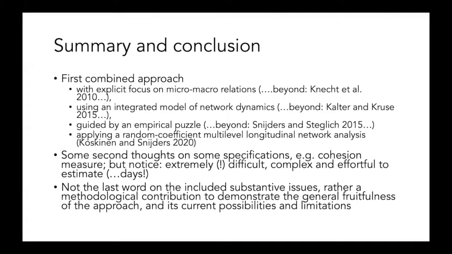With some second thoughts, I think we see immediately that there are some specifications which could now be refined and should be refined. Maybe the measure for social cohesion could be better, also the specification of the model. But I think it is extremely difficult to estimate what we see here. Tom was running this overnight, for two or three days. He was telling me that this is very long in terms of computational time. I think it's also not the last word on the included substantive issues, and as I was very defensive here, this should be understood not so much substantively, but as a methodological contribution to demonstrate the general fruitfulness of the approach, and what the possibilities and still the limitations of this kind of approach are.